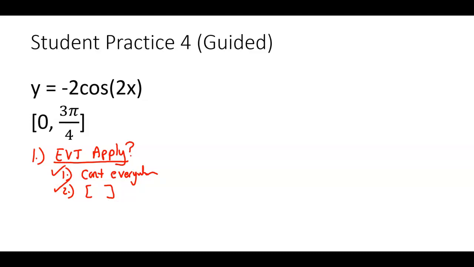Let's go ahead and take a look at step 2. We want to find our derivative. Once again, it's going to be a chain rule. We saw one of those earlier today. This is all outside function stuff, and then the inside function would be this 2x here. So the derivative of the outside is going to be positive 2 sine of 2x.